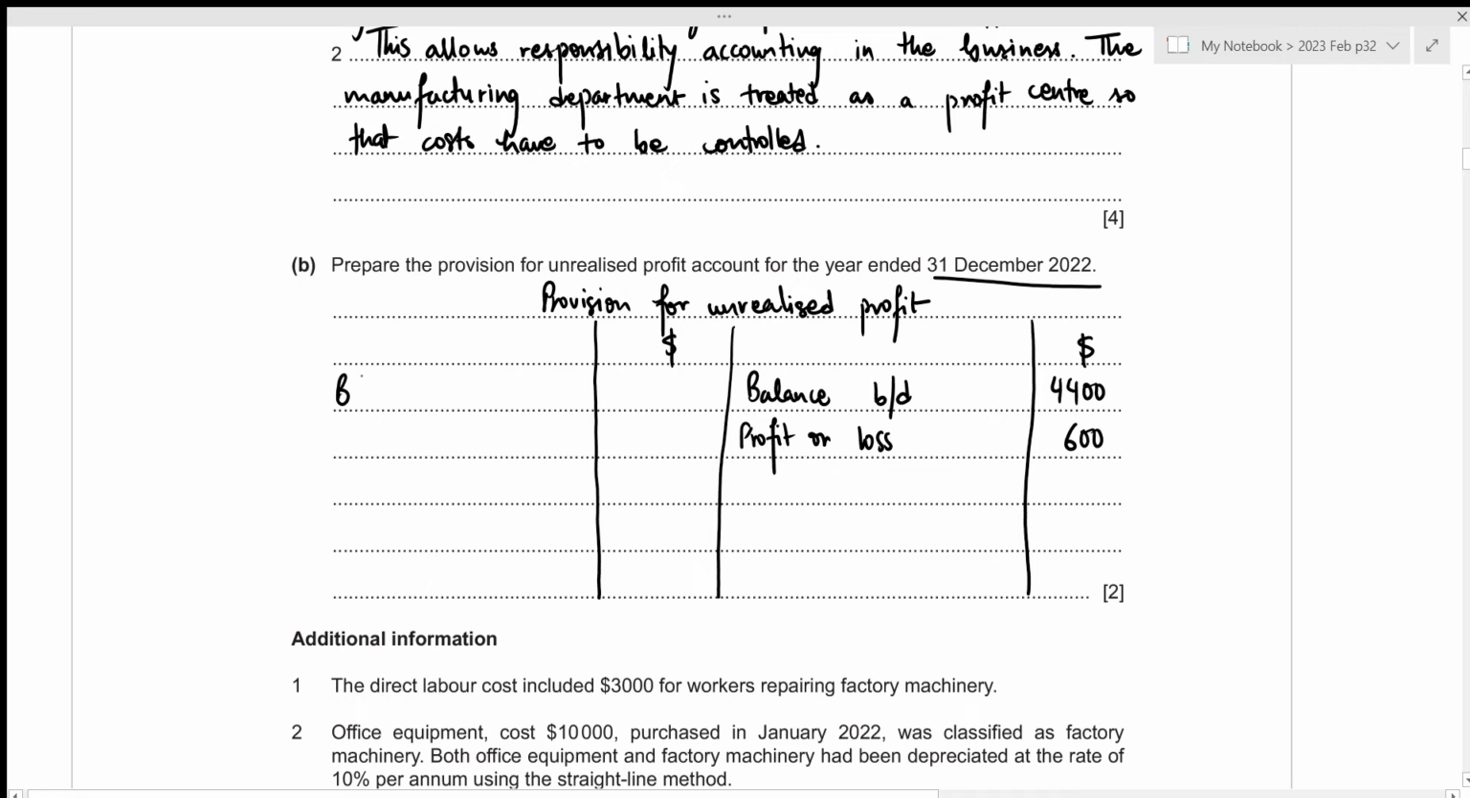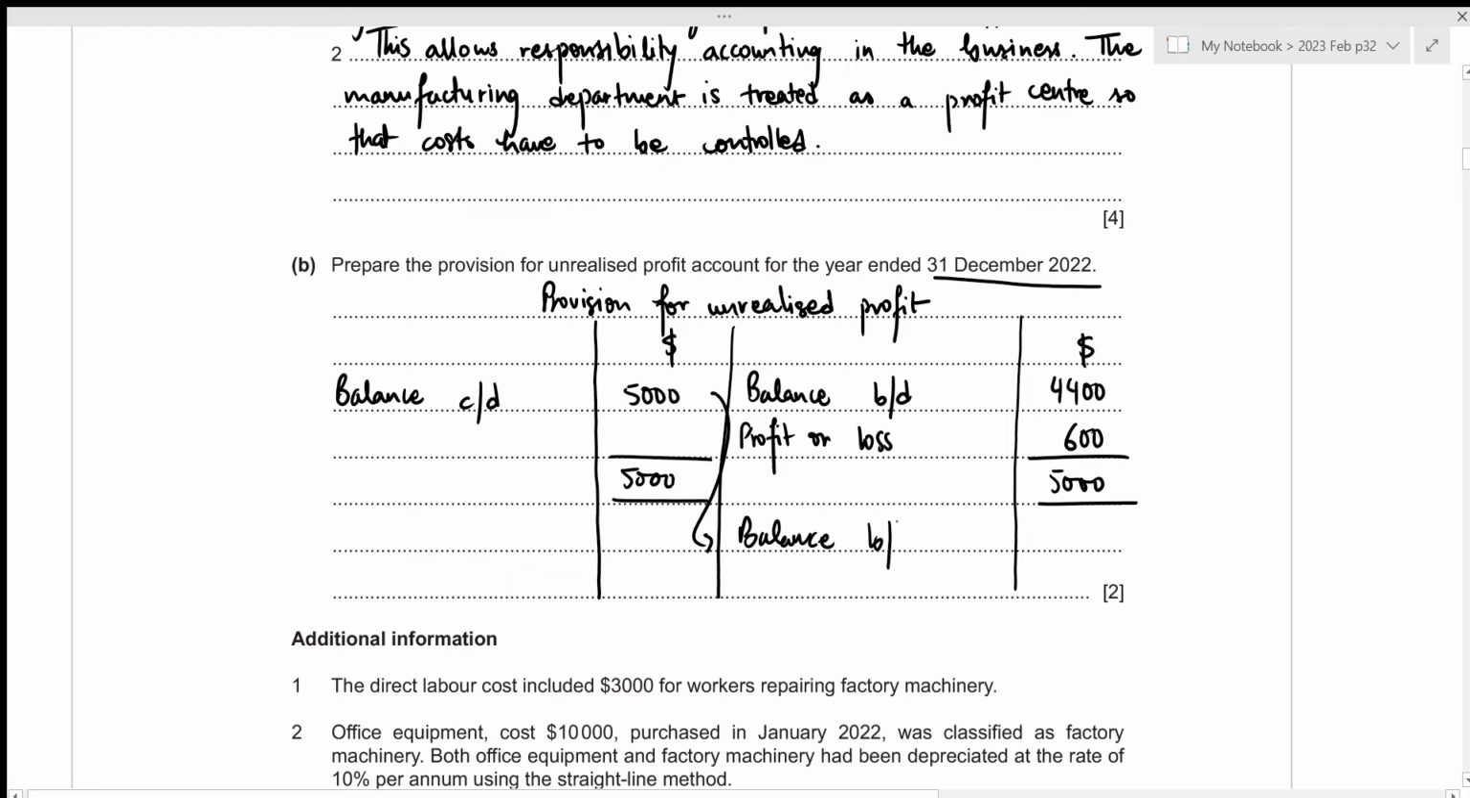And then we have our closing balance, which goes on the opposite side of the opening balance, so the debit side, and we figured it out to be 5,000. Now both sides total will equal 5,000. But we should also remember to record the closing balance as the opening balance for next period. So that will be our balance brought down with the amount of 5,000. And this concludes the second part of this question.